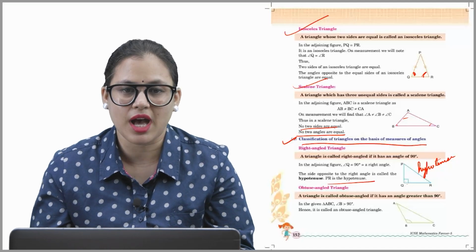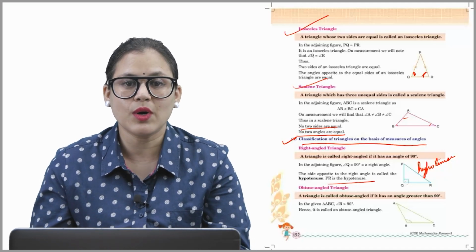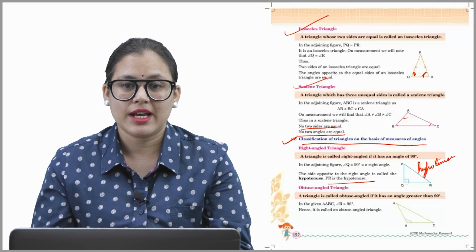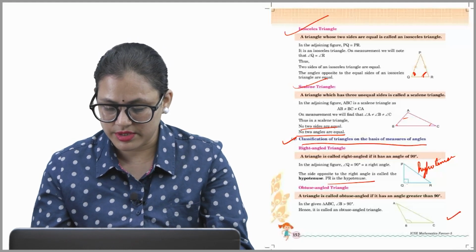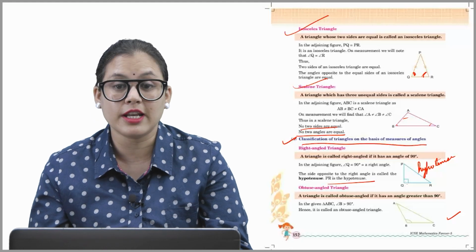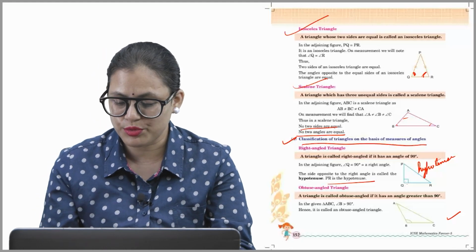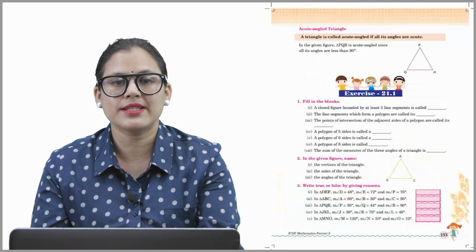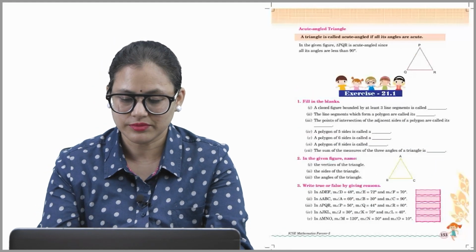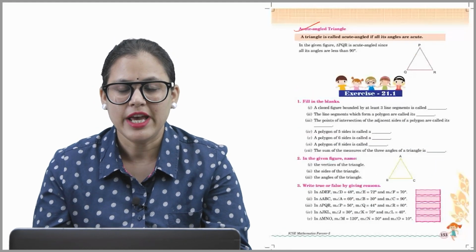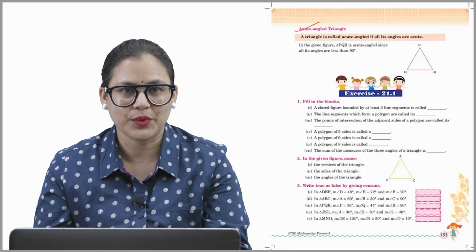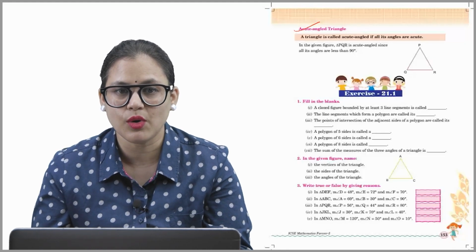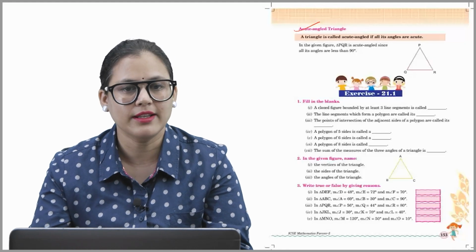Next is obtuse angled triangle. A triangle is called obtuse angled if it has an angle greater than 90. Okay, as you can see in this figure, triangle ABC, angle B is greater than 90 degrees. So it is called an obtuse angled triangle, right? Next is acute angled triangle. A triangle is called acute angled if all its angles are acute. Okay, in the given figure, PQR is acute angled since all its angles are less than 90 degrees.